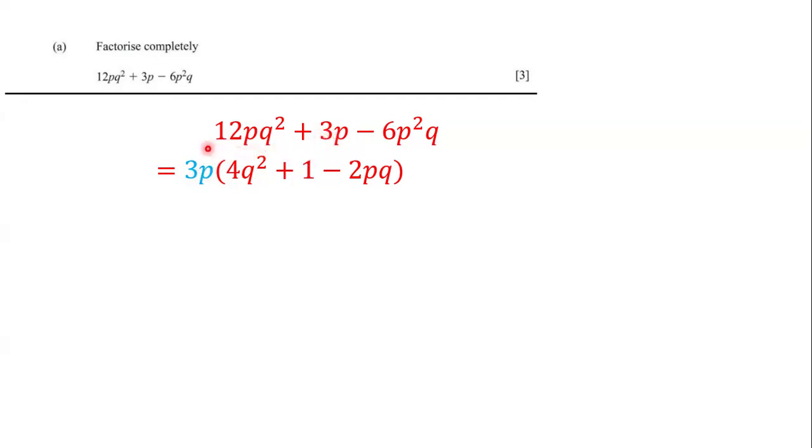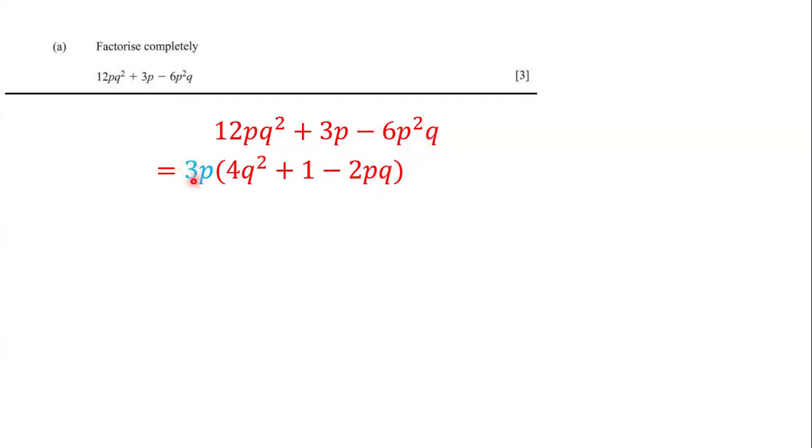We ask ourselves for the next term, what times 3 gives me 6? Well, 3 times 2 gives us 6. And so we're good with that. And we ask ourselves, what times p gives me p squared? Well, the answer is p times p gives us p squared. So that's why we have the p here. And notice that we have the q here and the q here. So the q's are accounted for as well.